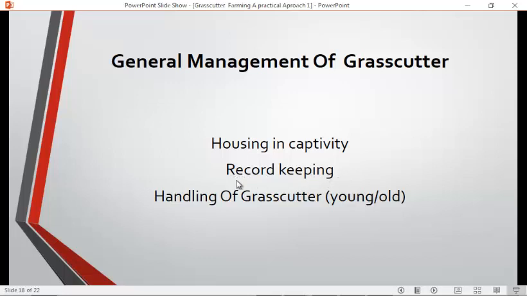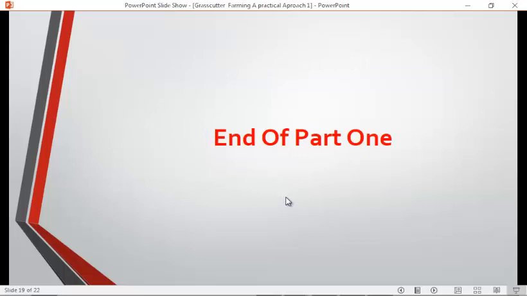The details of this one are captured in my manual. Also, you must know how to handle grasscutter, young and old, because from time to time, you need to handle them and you need to administer some medication if need be.